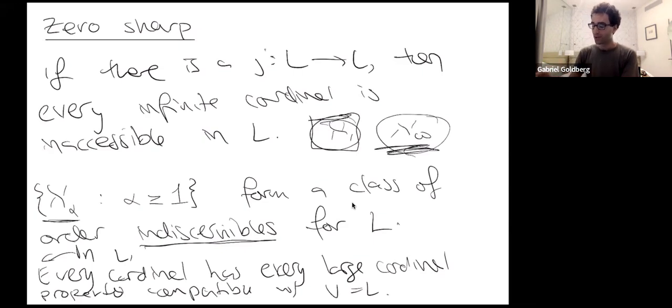Okay, so what's zero sharp? Zero sharp is just the name for this large cardinal property: there is an elementary embedding J from L to L. So it's much weaker than a measurable cardinal. But on the other hand, it's kind of getting there. It's the first large cardinal property beyond L.